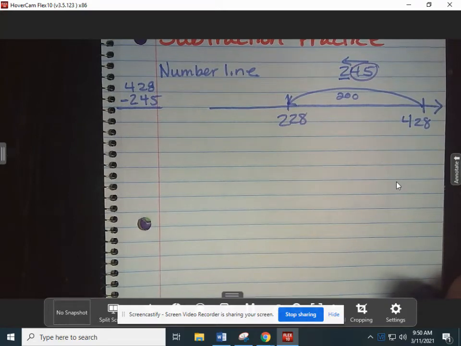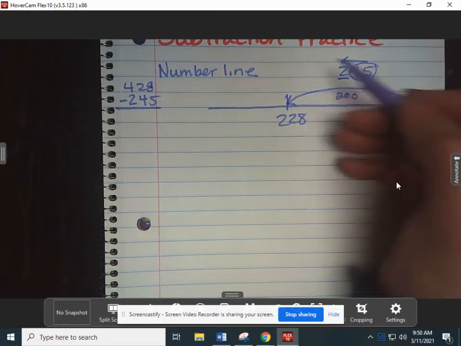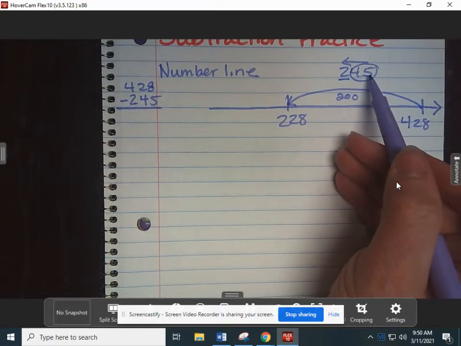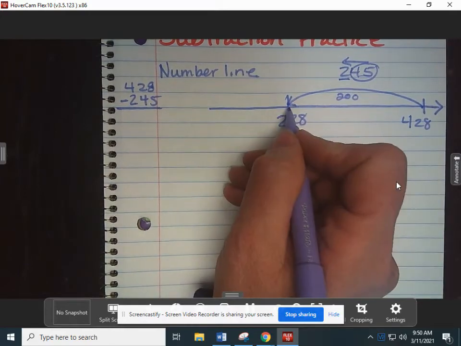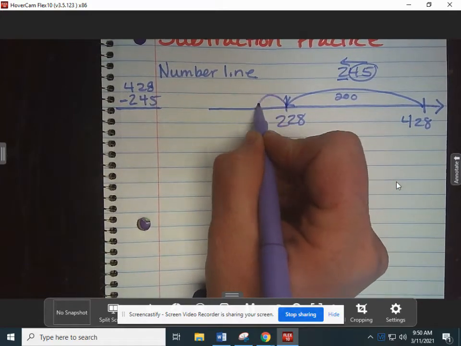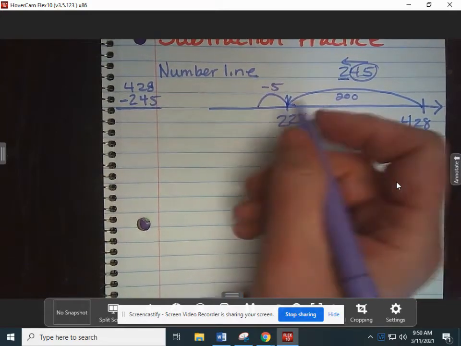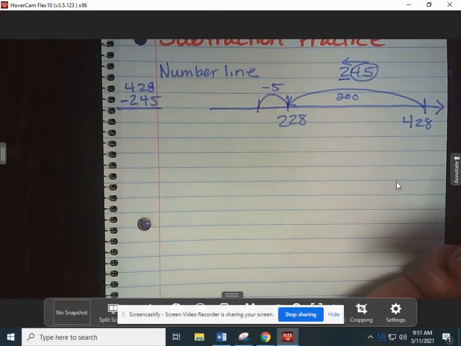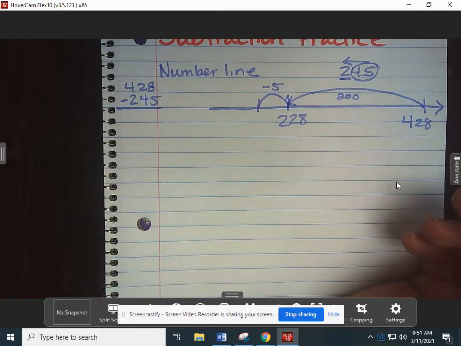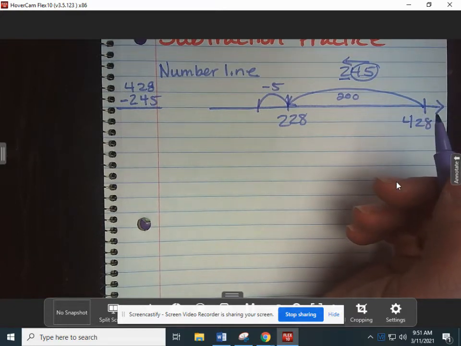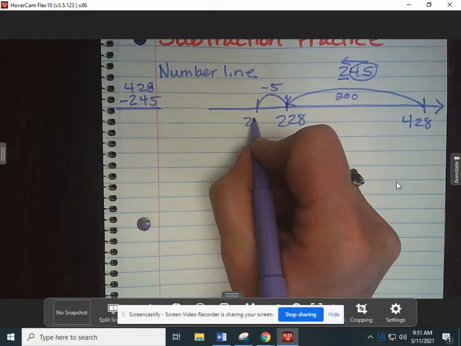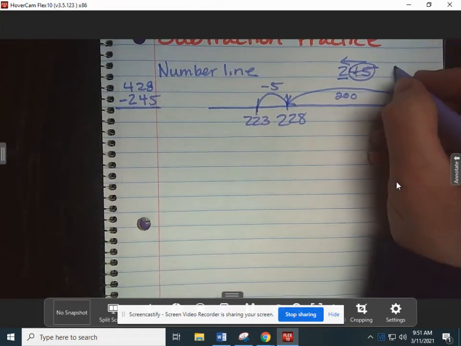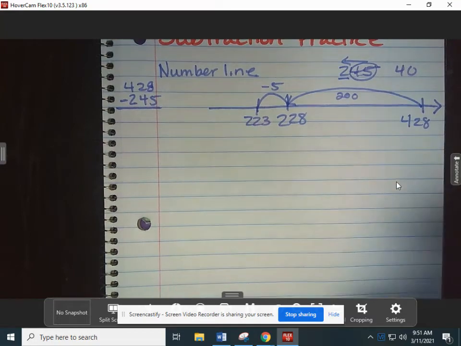This can be really hard if we use it this way. So, okay, we have to go back. If we go back 5, what is 228 minus 5? 223. Thank you. So now we took 5 out of there, so now we just have to go back 40.